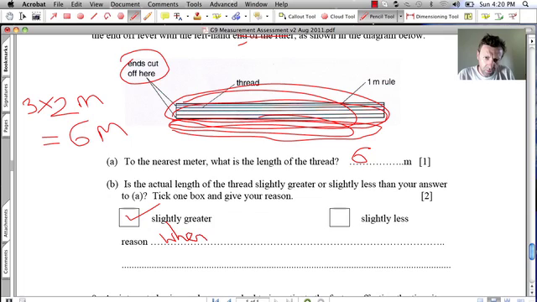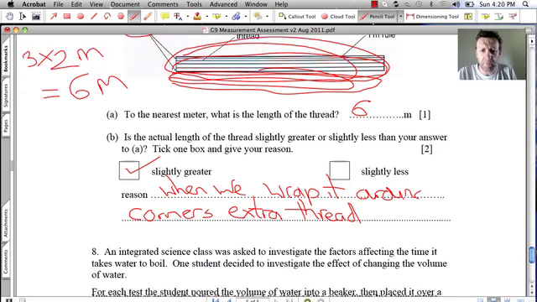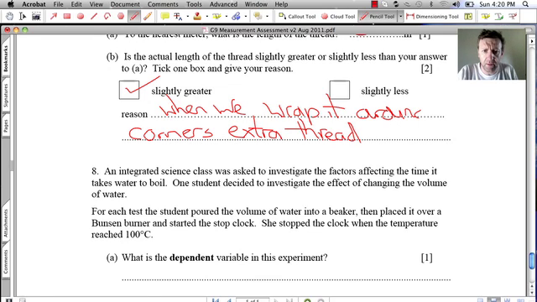So the reason is, when we wrap it around corners, we have extra thread. So it's going to actually be a little bit longer, okay? That's for 2 marks. 1 mark for saying it's greater, and 1 mark for saying why.